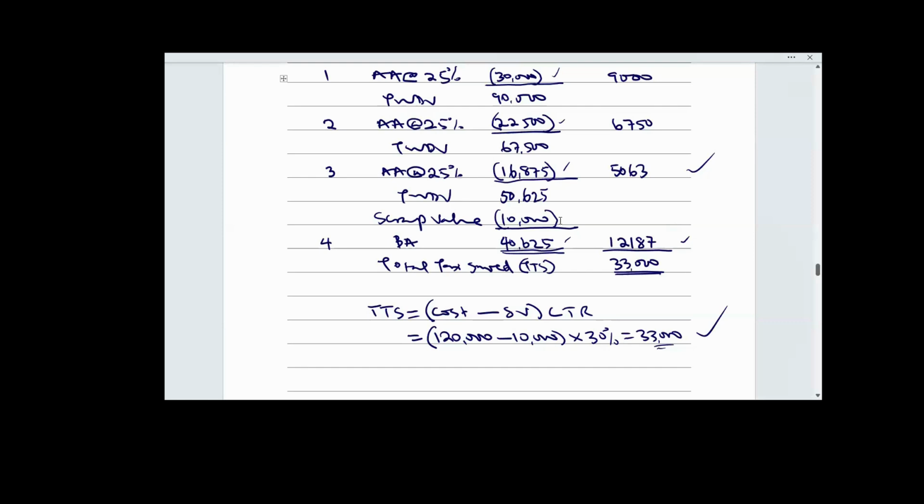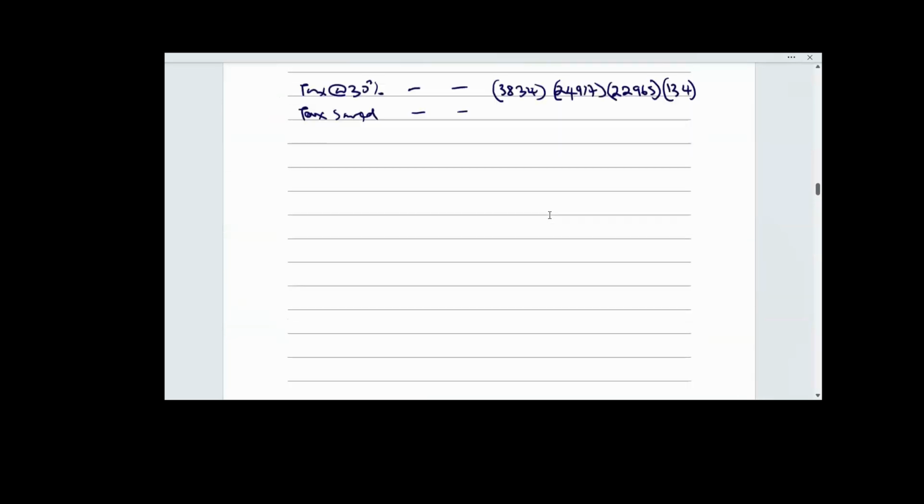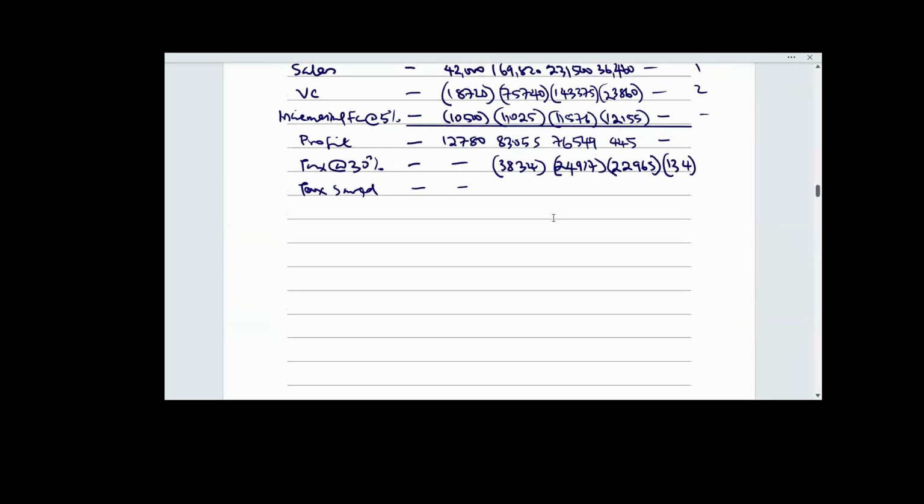Now that you have computed the capital allowance, you need to go and post 9,650. Again, your tax saved on capital allowance must follow the pattern of your tax liability. Since your tax liability is in arrears, your tax saved on capital allowance must also be in arrears. 6,750, 50, 63, then 12,187. That's it.